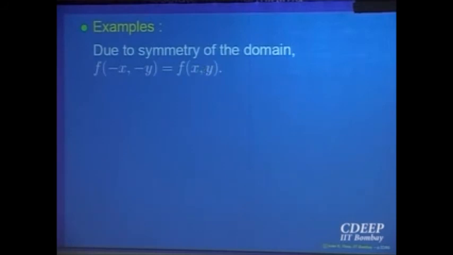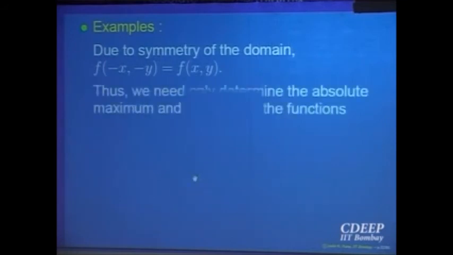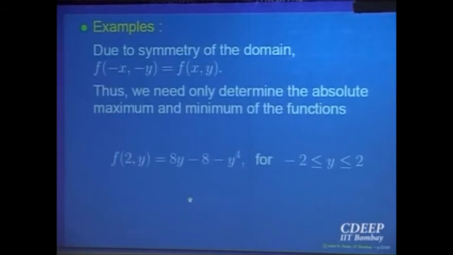Sometimes that is useful. If you know the function is symmetric around something, only on one side you can analyze the function and still get absolute maximum and absolute minimum. Or if you like, you can do it over all. So let us quickly do it. So I am fixing x is equal to 2 on the right side, the vertical line of the square boundary. f(2,y), the function is 8y minus 8 minus y^4, y between minus 2 and plus 2, function of one variable only.